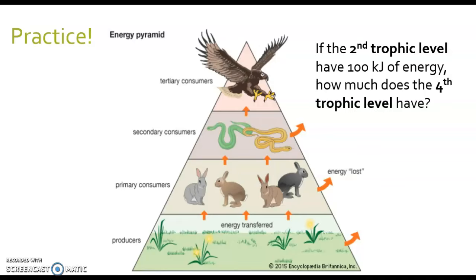But that's how much energy the third trophic level has, or the secondary consumers. This question is asking for the fourth trophic level, or the tertiary consumer. I move it over one more time to the left. That's going to give me the answer of 1 kilojoule. Let's try another one.